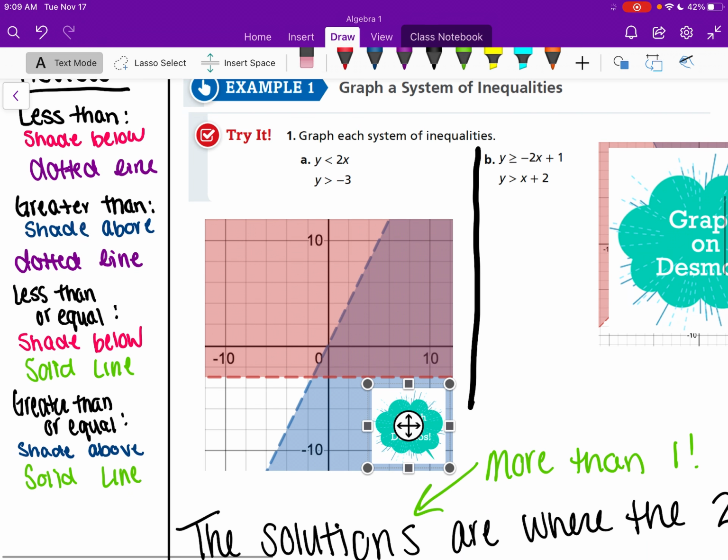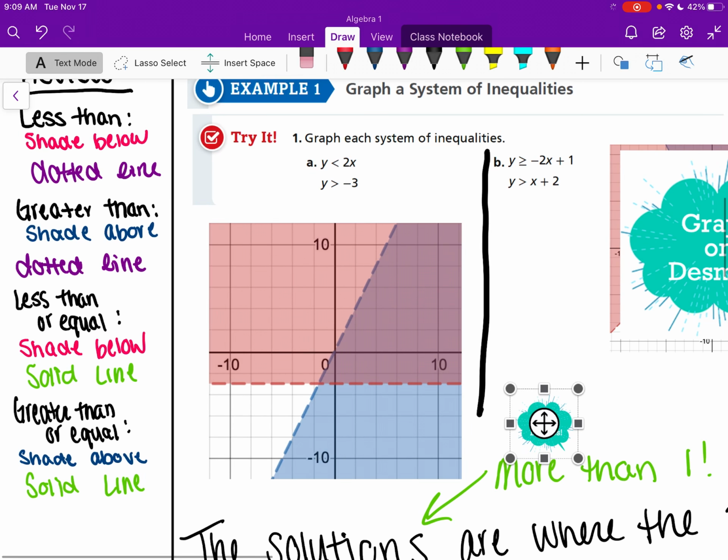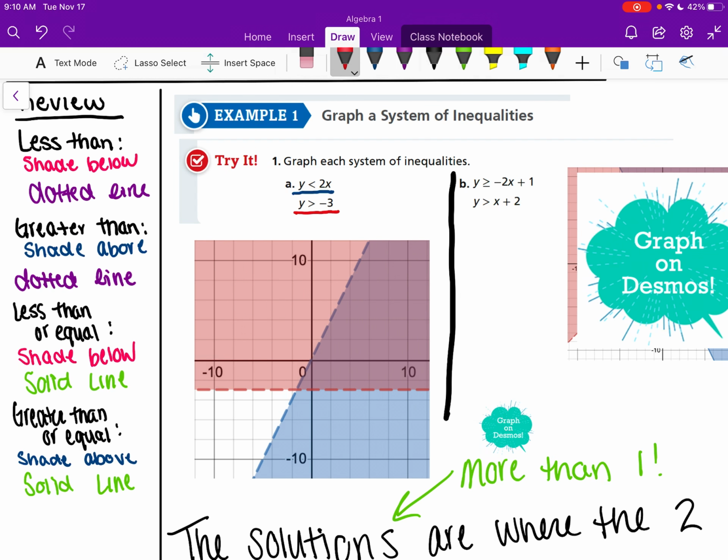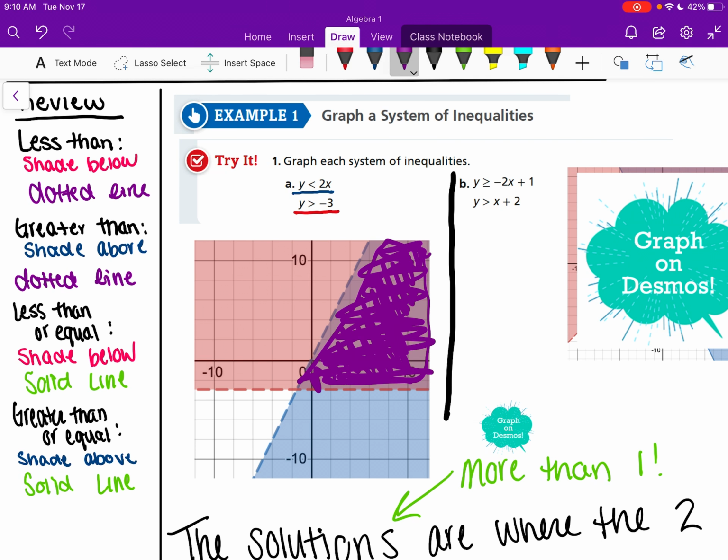So we've graphed this, and I'm going to move this out of my way, make it really tiny. Amazing. So the blue line is our y is less than 2x. The red line is our y is greater than -3. And here's a little review out to the side. If we have less than, we're going to shade below, and it'll be a dotted line. If we have greater than, we're just going to shade above, and it'll also be a dotted line. And we can see that this whole area right here is where those shadings overlap. So we would call this whole area that I am doodling in purple our solution.